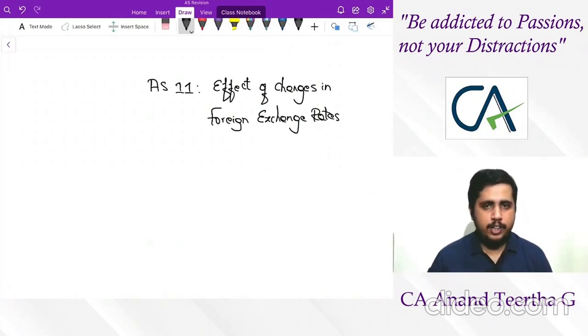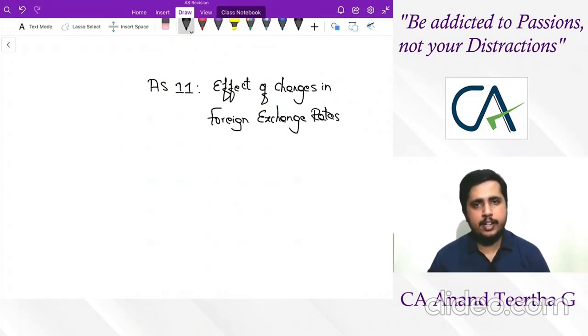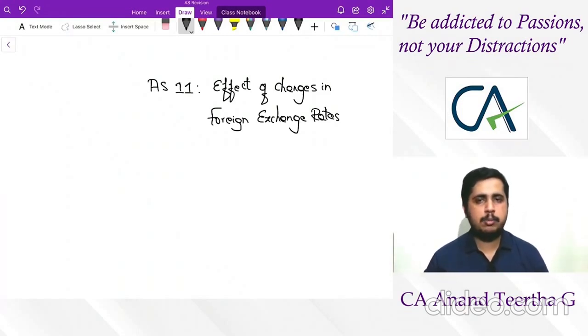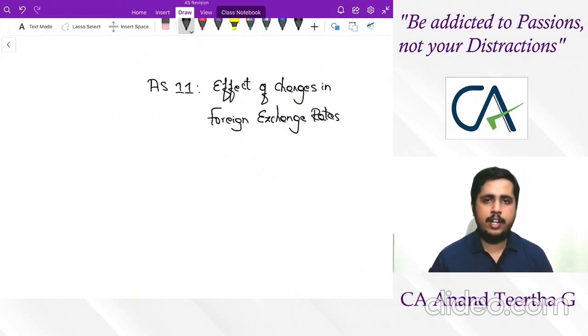Now, whenever there is a foreign currency impact, how are you going to bring it in the books of accounts? Those things are covered under this standard. It's not a standard applicable to a particular enterprise as such. It is applicable for everybody involved in foreign currency transactions. This standard talks about how foreign currency transactions should be brought in the books of accounts, and if there are any changes in the foreign currency rates, how we are supposed to account for it. These are the coverage areas we are trying to learn.